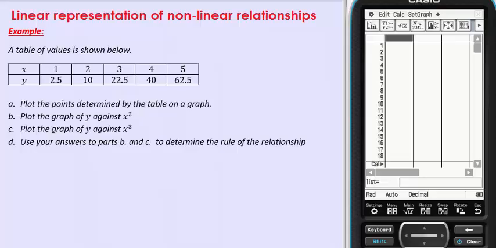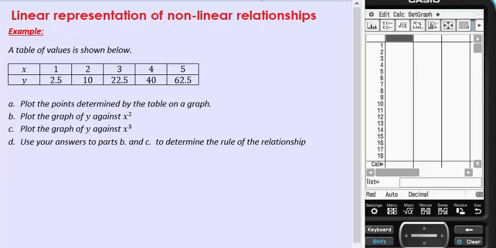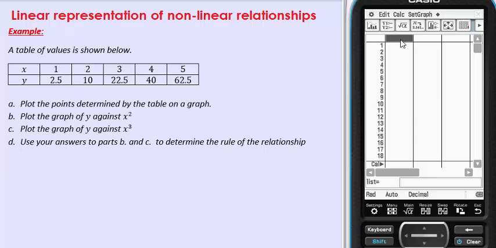We're given a relationship here, and we don't know whether it is linear or nonlinear, although considering the subject topic, we can probably assume that it's nonlinear. What we're going to do is put our values into the calculator and see what it looks like. We'll end up with a graph that has x and y. So let's put our data points in. x is 1, 2, 3, 4, 5, and y is 2.5, 10, 22.5, 40, and 62.5. So here's our data.